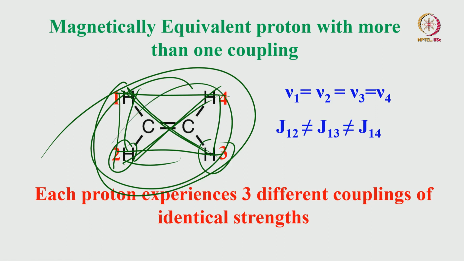Similarly, benzene gives rise to a single peak in NMR, although there are 3 couplings. Methane has different couplings, 5 or 6 couplings, but all of them are identical. All proton chemical shifts are identical and give a single peak in NMR. So, this is the concept of magnetic equivalence.